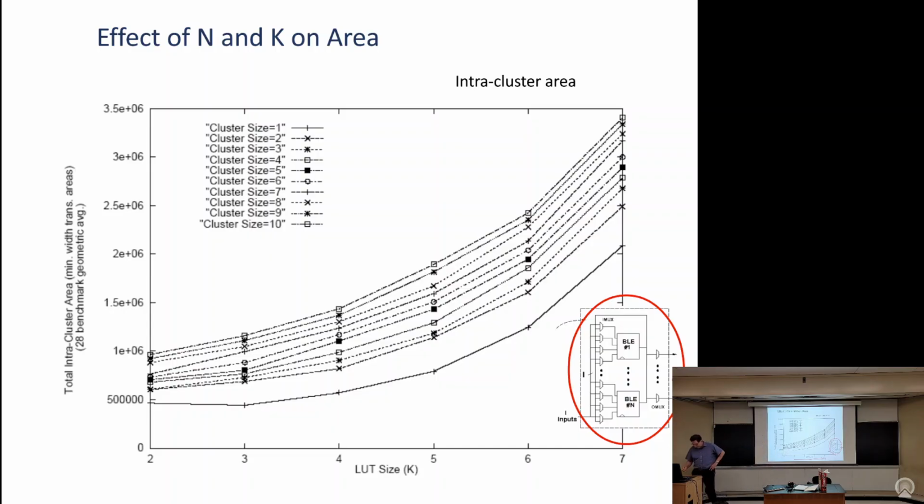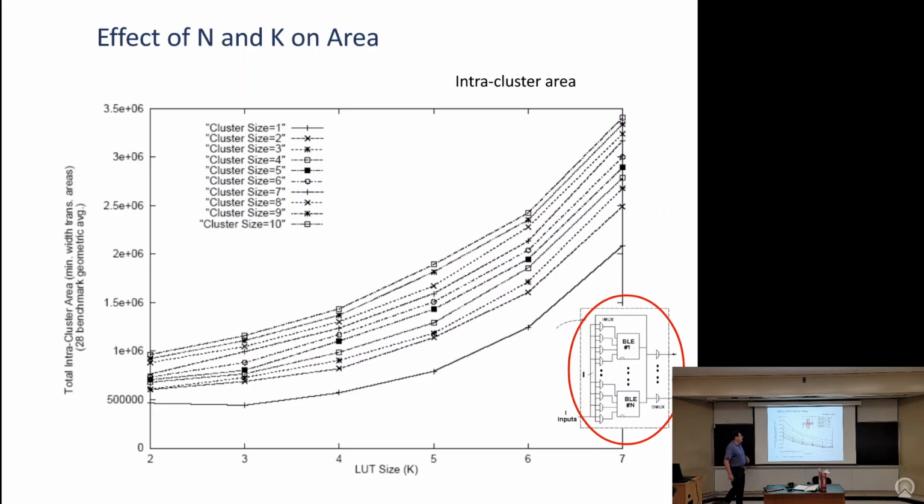And on the y-axis, this is a cluster of size 1, and then a cluster of size 2, and so on. This is a cluster of size 10. So it kind of makes sense, right? This is just the area in the cluster added up over the whole design. Let's take all these designs, add up all the area inside the clusters, average it. If you use bigger LUTs or bigger clusters, that area goes up. So it's not shocking. It goes up faster with LUT size than with cluster size, but it goes up with both.